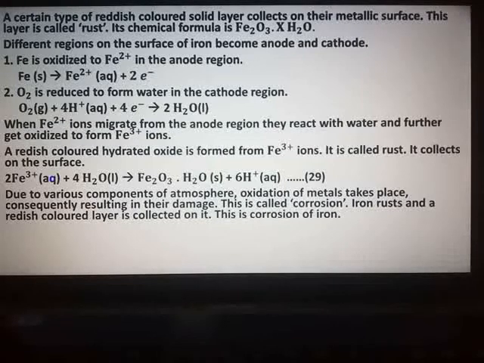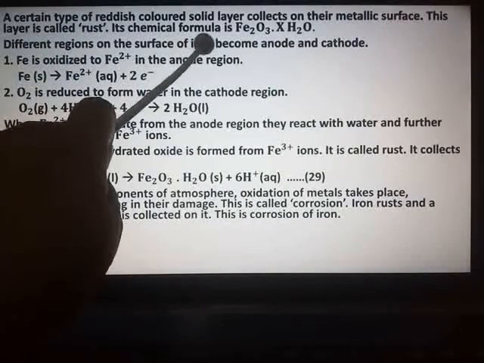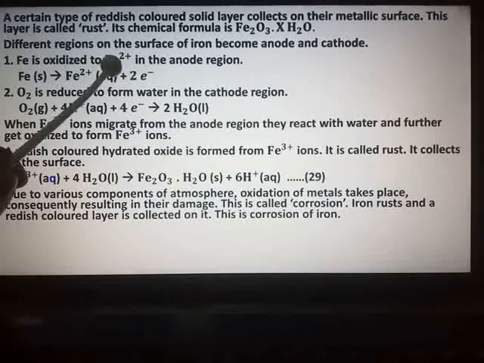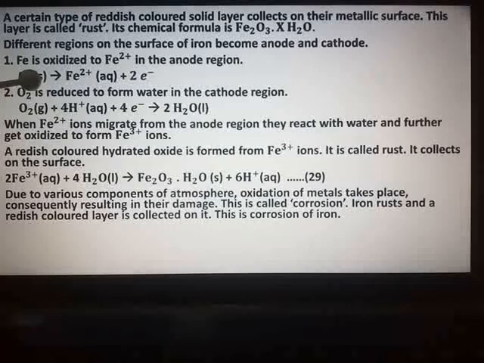The different regions on the surface of the iron become the anode and the cathode. You have studied about this topic in the 9th standard under chapter number 5, electrochemical reaction. So first, iron, Fe, is oxidized to Fe2+ in the anode region. Fe in the solid form gets oxidized to Fe2+ with the liberation of 2 electrons. O2, that is oxygen from the air, is reduced to form water in the cathode region.